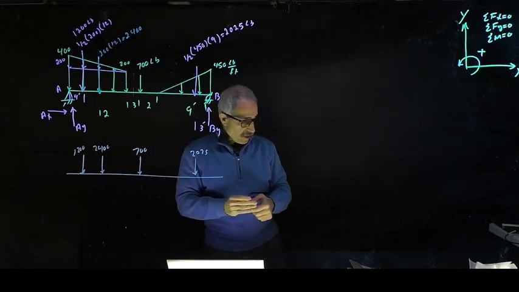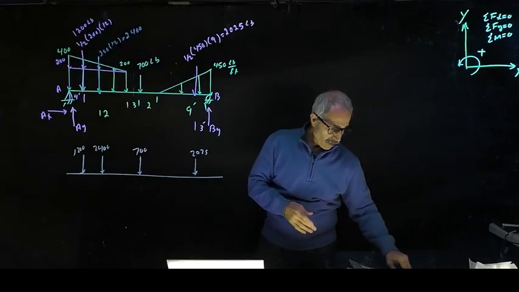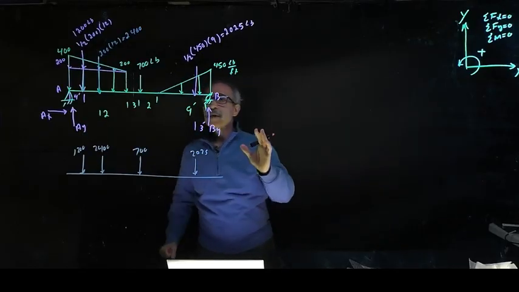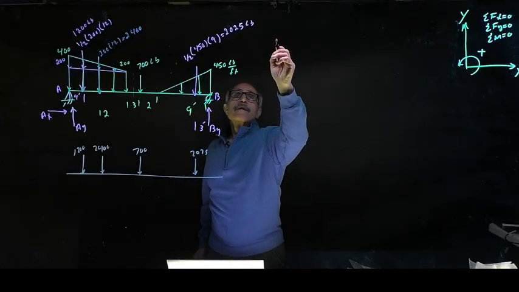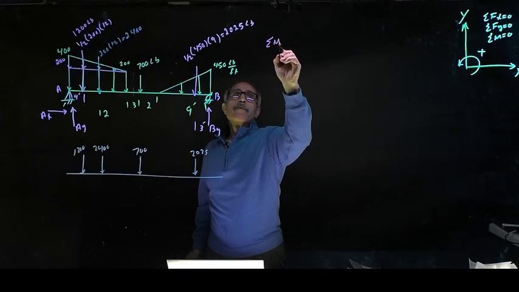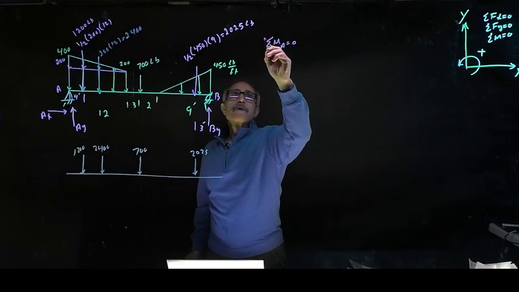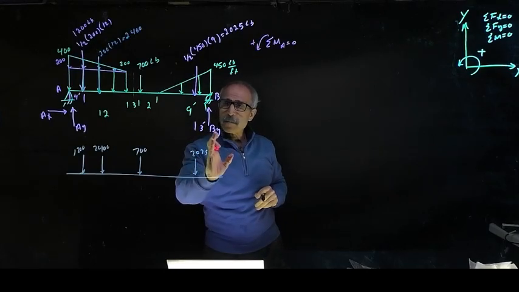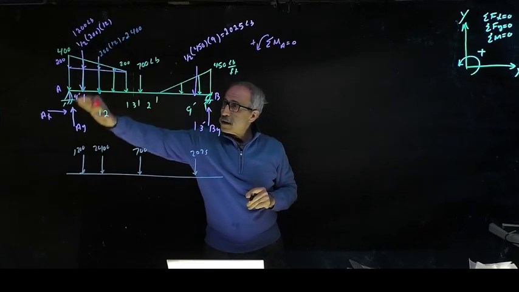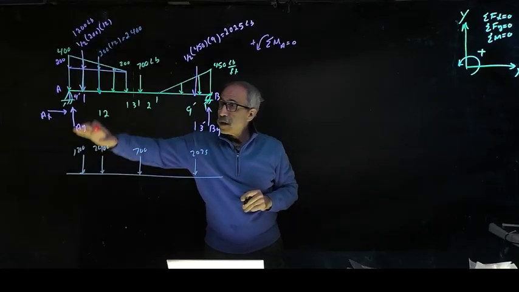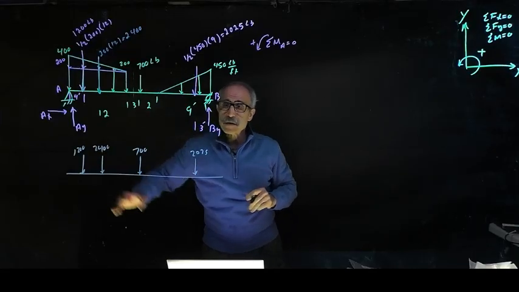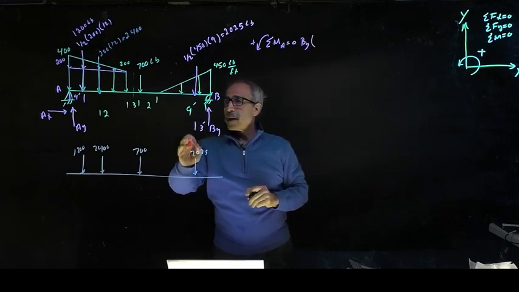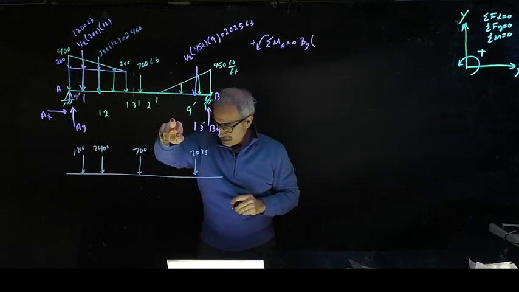So let's go ahead and take a moment about point A. So we can start from this side. Summation of moments about point A is equal to 0. Counterclockwise is positive. So the first force I have is By. By is going to go up and rotate counterclockwise, so it's positive. So it's going to be By times, and this is a 9.